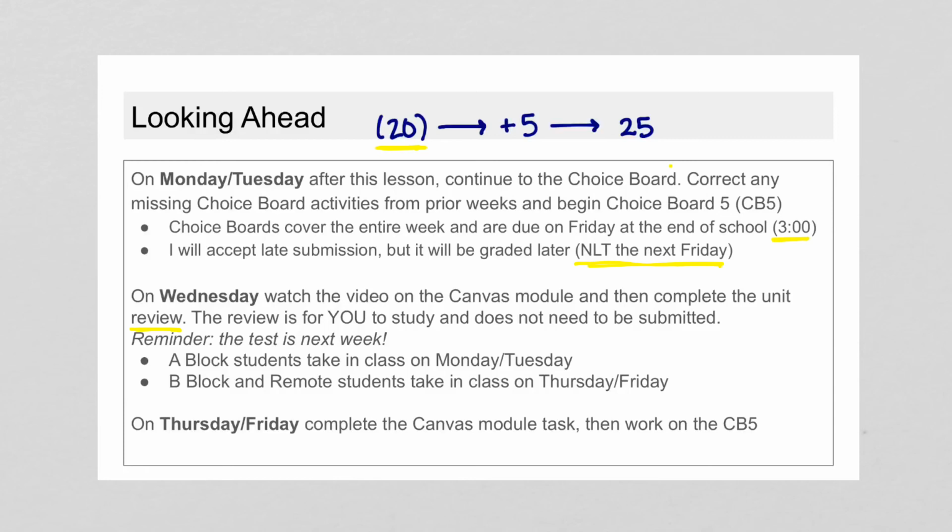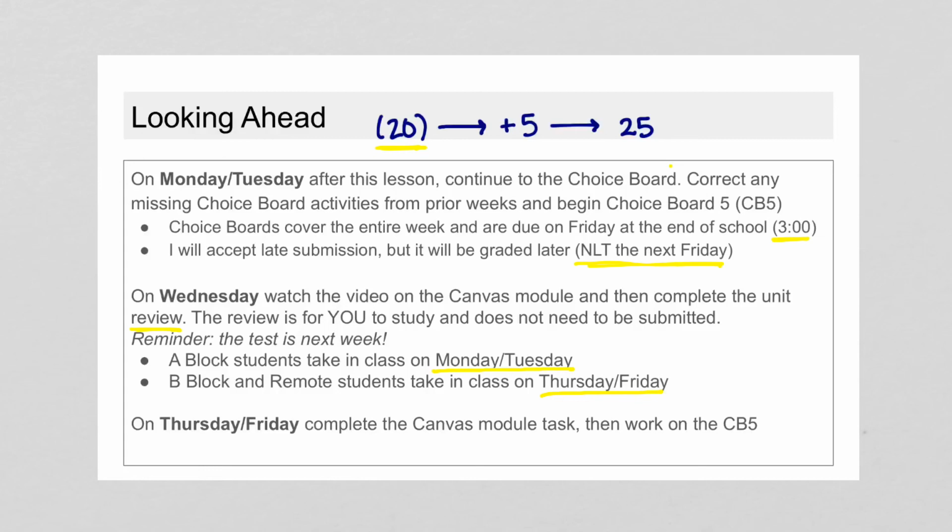Now, my A block students, you will take the test in class on Monday or Tuesday. And then there'll be a task online for Thursday, Friday. My B block students and my remote students, you're going to take the test on Thursday, Friday. If you are B block, you'll take it here in class on Thursday, Friday. If you're remote, you'll take it online Thursday or Friday. And then Thursday and Friday, if you need to, you'll complete any tasks that you haven't done yet and finish working on choice board 5. That will be the latest date that I'm taking.